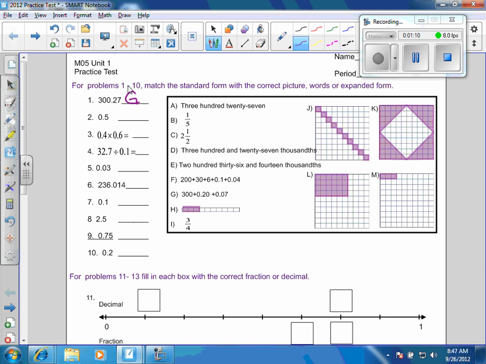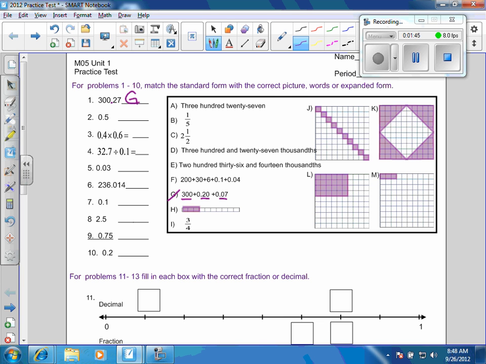So G, you put the expanded form. 300, and then this decimal means 27 hundredths. So there's the 27 hundredths when you add it together. That's correct. So I'm going to cross G out like I was taking a test, because then I can't use that again. I'm not going to scribble it out, because if I made a mistake, I still want to see what it is. So far, raise your hand if you agree with G. Good. You guys, that's correct.